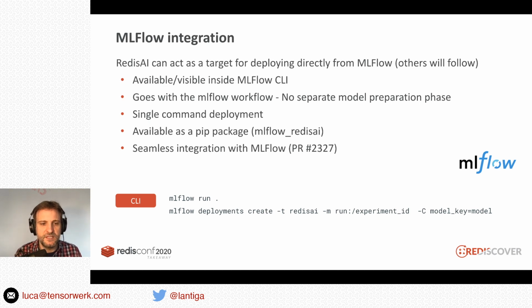You run an experiment, and at the end of the experiment you're satisfied with that experiment or another one. If you have the experiment ID that you want to deploy, you just go mlflow deployments create, target RedisAI, and the model will be the experiment ID, and then you specify the model key at which you want the model to be deployed.